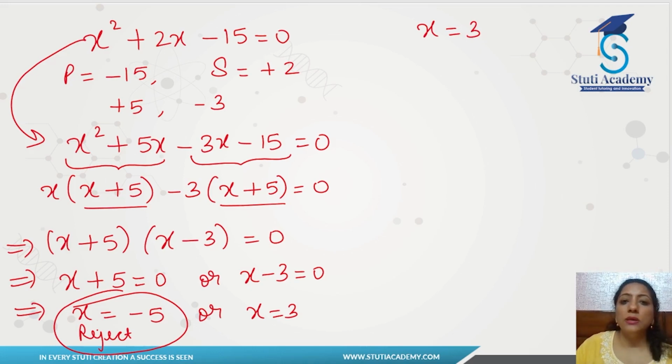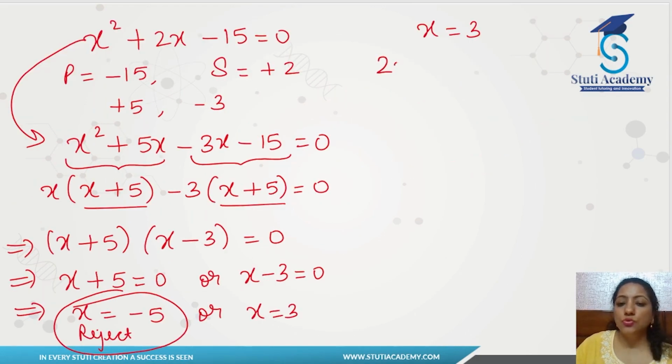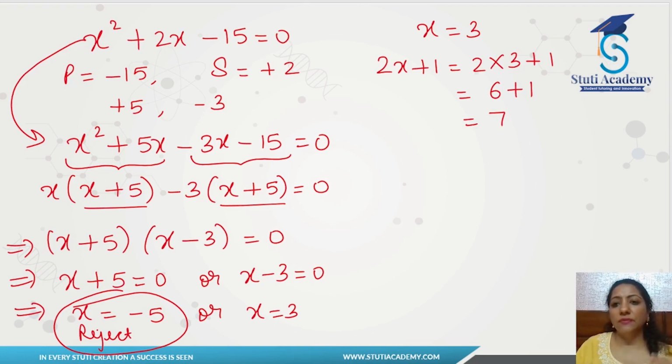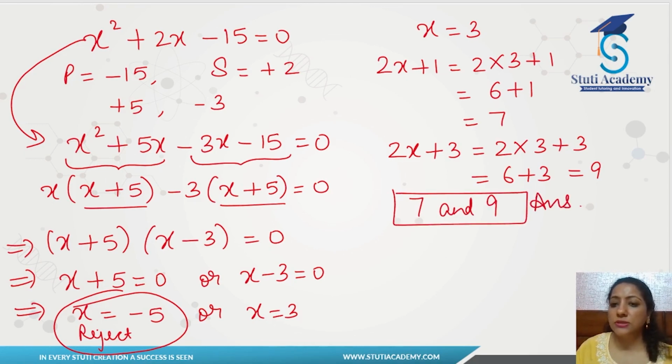So right in the beginning, we assumed the numbers to be 2x plus 1 and 2x plus 3. So 2x plus 1 is 2 into 3 plus 1, that is 6 plus 1, that is equal to 7. And the next number, you can directly say after 7 we have the next odd natural number as 9. Or you can solve from here: 2x plus 3 is 2 into 3 plus 3, that is 6 plus 3, that is 9. So the required numbers here are 7 and 9. I hope students this question is clear to all of you.